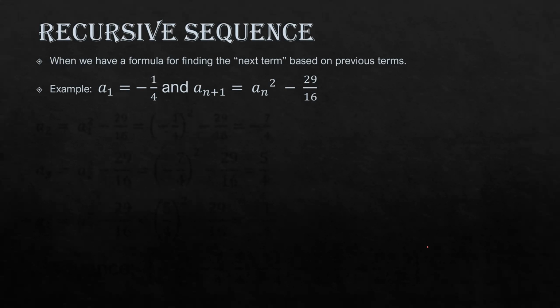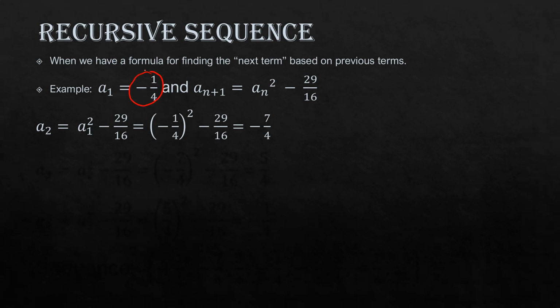It's given to you. So let's list out the terms here. A2 is going to be A1 squared minus 29 over 16, which is -7/4. So we're starting at -1/4.